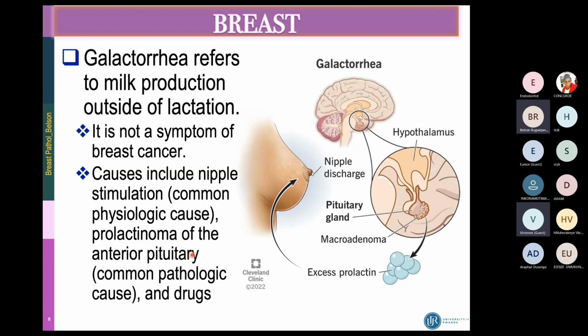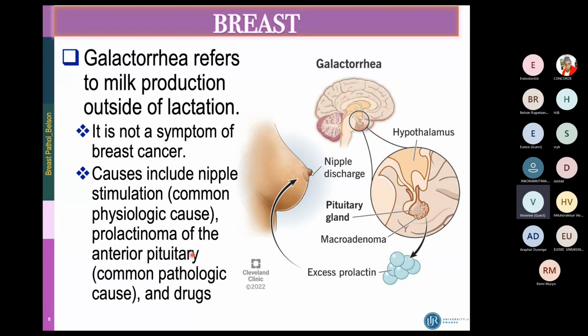While there is oxytocin, which is responsible for propelling the milk up to the nipple. So there are two hormones having different functions, as we shall see in the endocrine system. So of course, when this comes, it can be a sign of something abnormal.